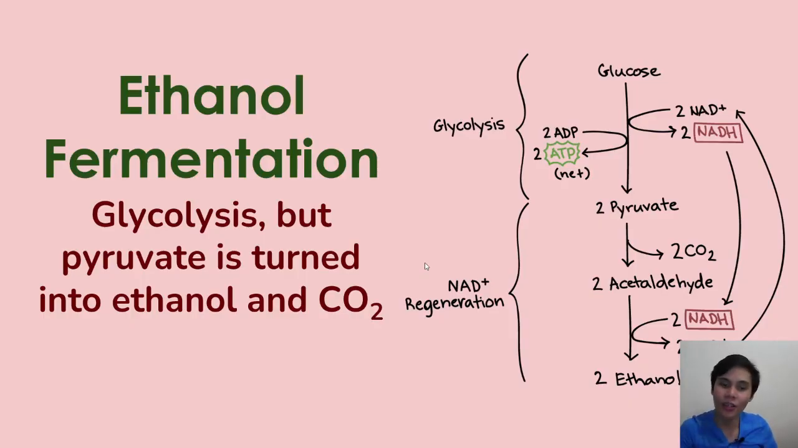Ethanol fermentation, on the other hand, is glycolysis, but instead your pyruvate is turned into ethanol and carbon dioxide. You can see in this diagram here, again, glycolysis produces pyruvate, and then you remove carbon dioxide to produce acetaldehyde, and you regenerate your NAD plus by reducing that acetaldehyde into ethanol. So again, this produces an alcohol in the form of ethanol as well as carbon dioxide gas.